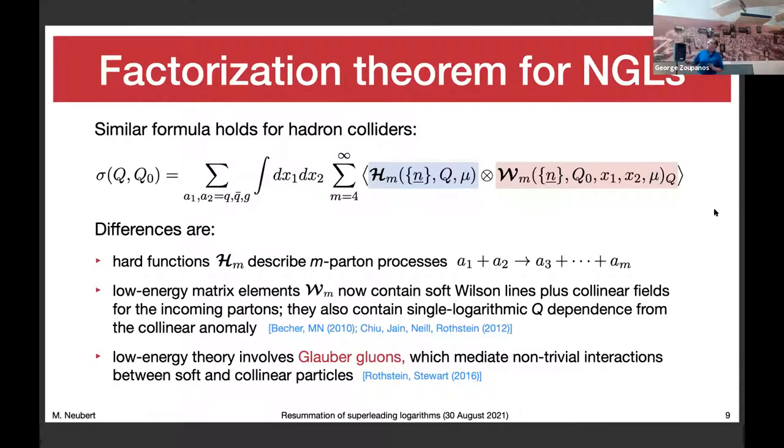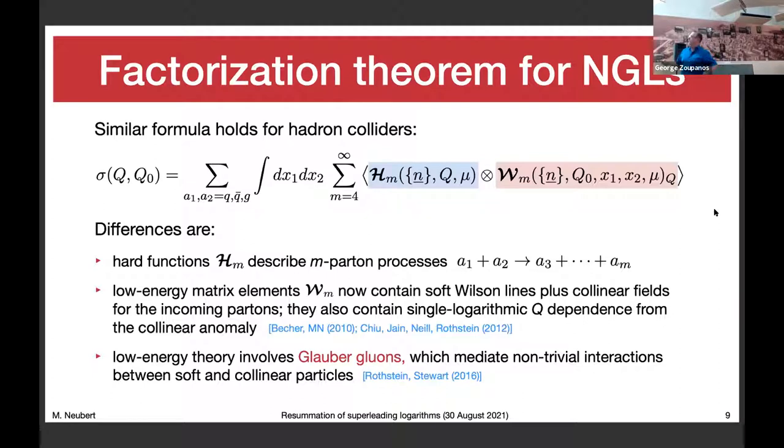Now, for hadron colliders, a similar formula holds. What was soft here, I call W now because it's not entirely soft. And also, of course, the hard functions are different now because I have two colored particles in the initial state in addition to colored particles in the final state. So this is now a 2 to n process. The low energy matrix elements are still soft Wilson lines, but in addition, for the initial state partons, we now have two collinear fields in the effective theory. That's a relatively simple generalization.